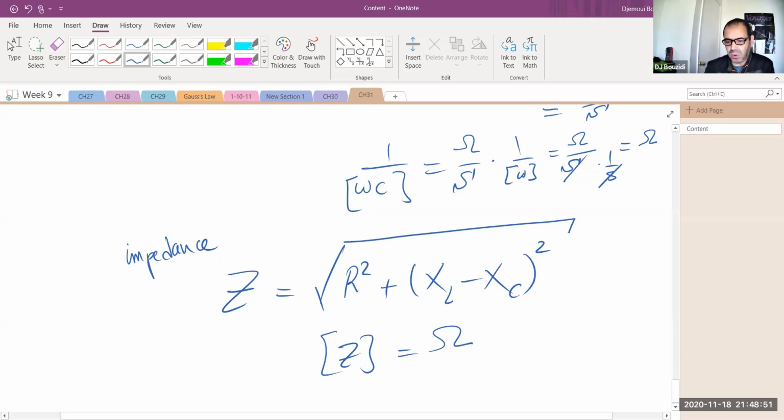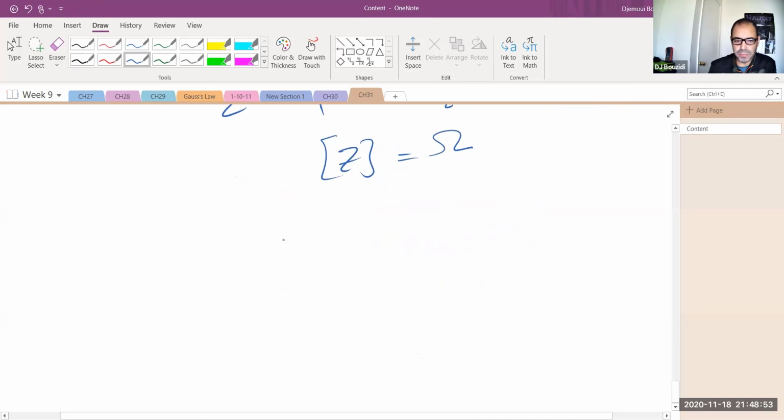So except the phase now, which is the arctangent of (XL minus XC) over R. This could be positive, this could be negative, okay?